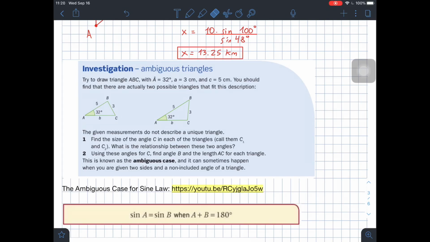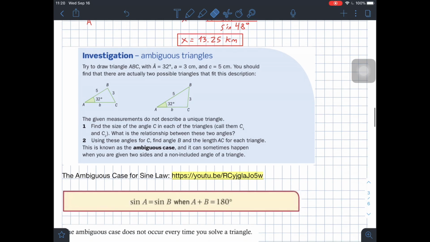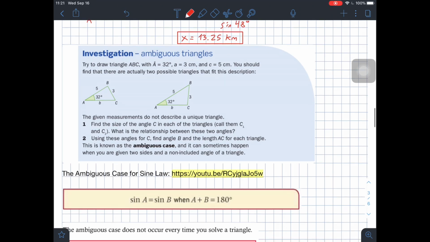Hello juniors, today we're going to continue with electronic assignment number 7, which is about the sine rule. Today we're going to see the ambiguous case triangles, which is a particular case that only appears when we work with the sine rule. Okay, so we're going to do this investigation.